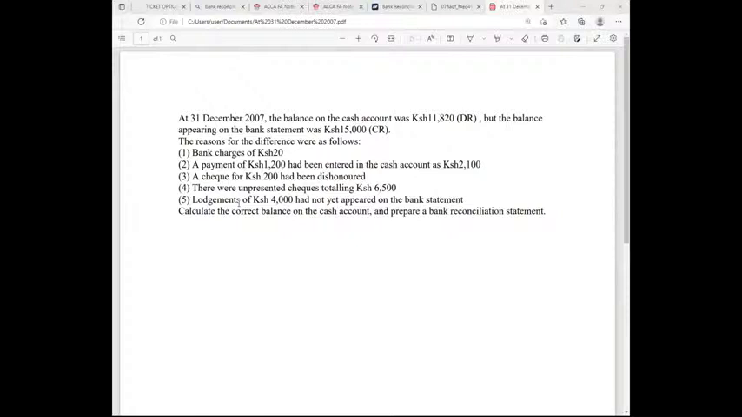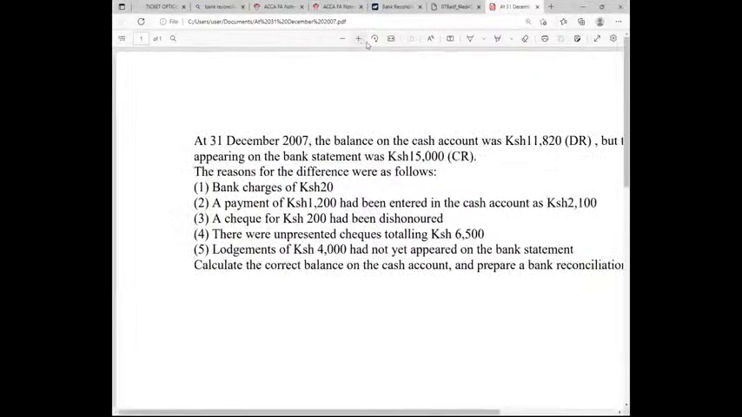So now we are told at 31st December 07, the balance on the cash account was Kenya shillings 11,820 debit. But the balance, I hope you guys are able to see this question. Are you able to see this question really?